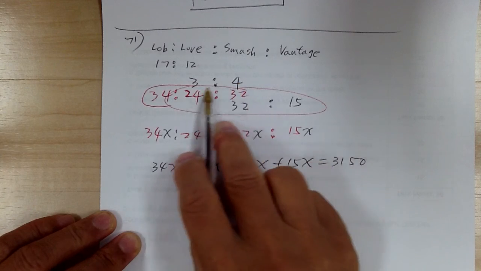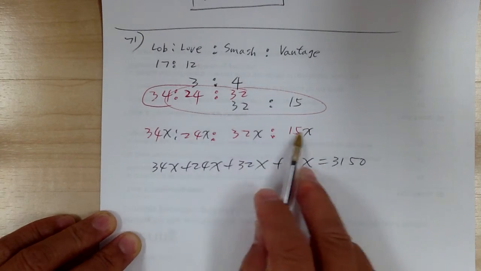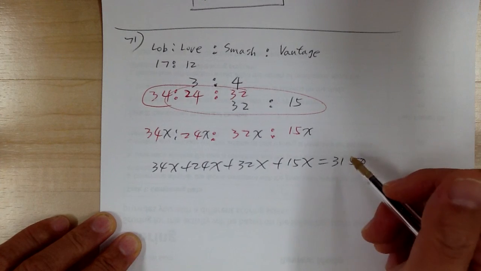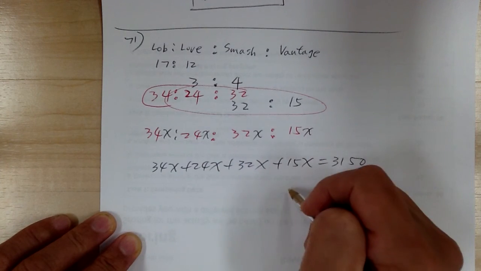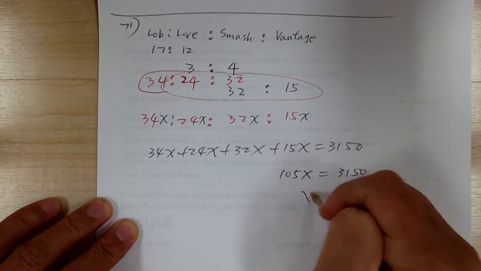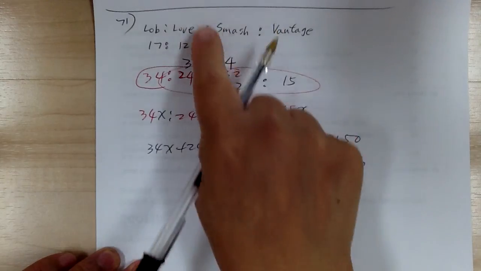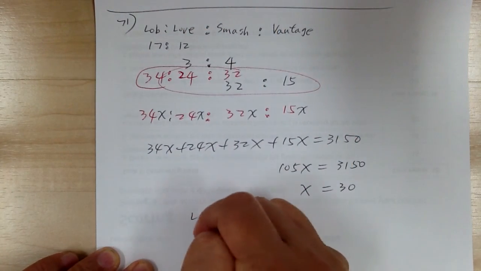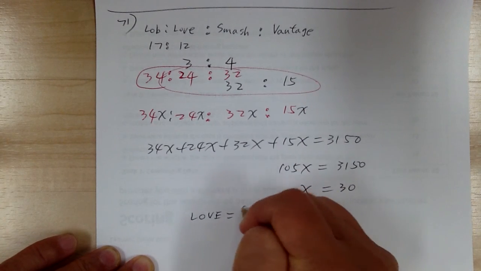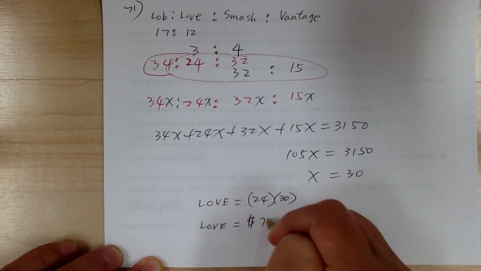Again, the key is to make it into a common denominator so that these are common multiples, so you can link everything together into one complex ratio. Add all this together, you get 105x equal to 3150. Divide, so x equal to 30. Once you find x equal to 30, you can figure out each individual. So the love equal to 24x, so 24 times 30. So love is equal to 720.